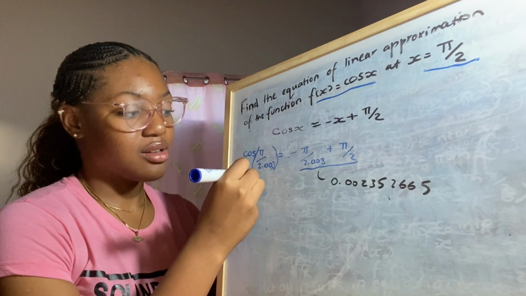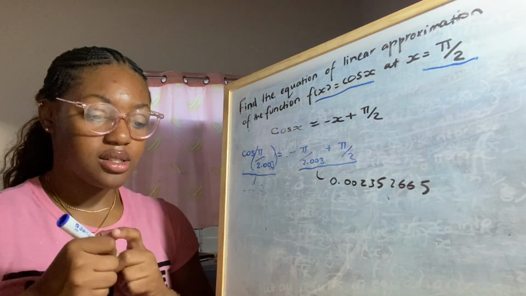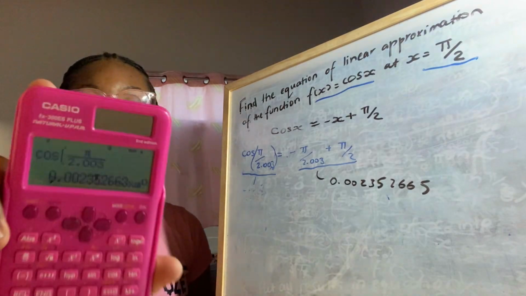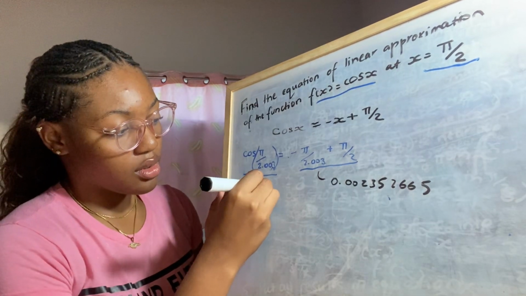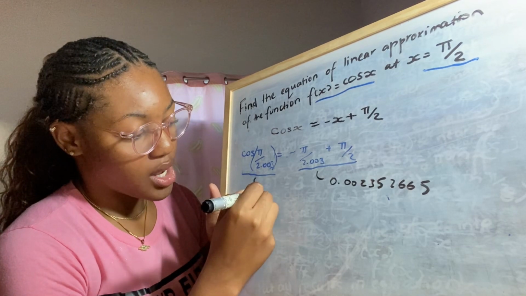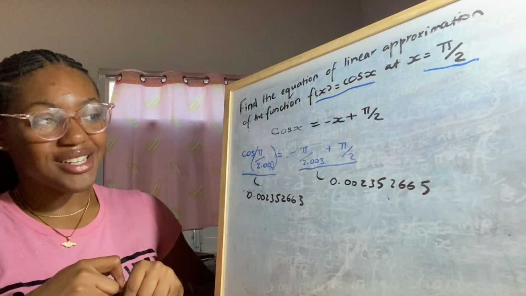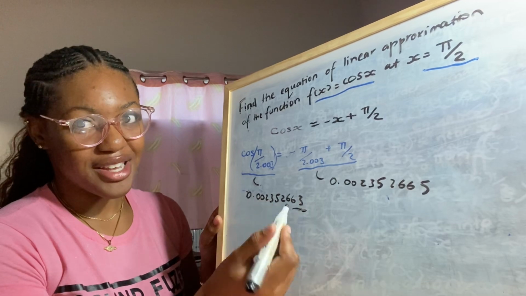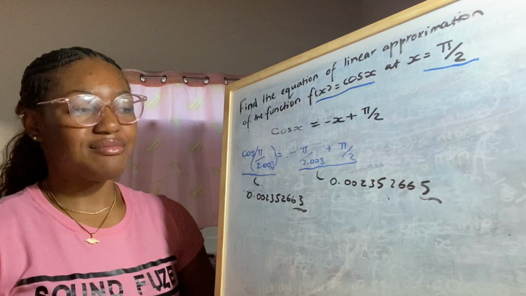So we're just going to actually cos the pi by 2.003. And when we do that, this is the value we're getting when we cos it. So let me write it down. We're going to have 0.002352663. And notice the small difference. The only difference we see here is that it ends with a 3 and this ends with a 5. So the original value ends with a 3 and that's 5. So yeah, that's our first order estimate.